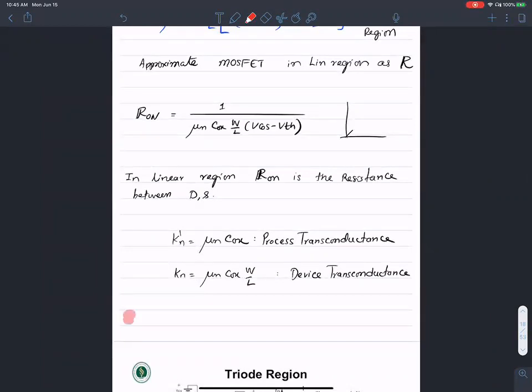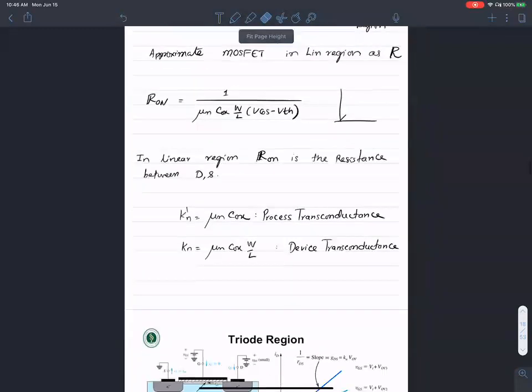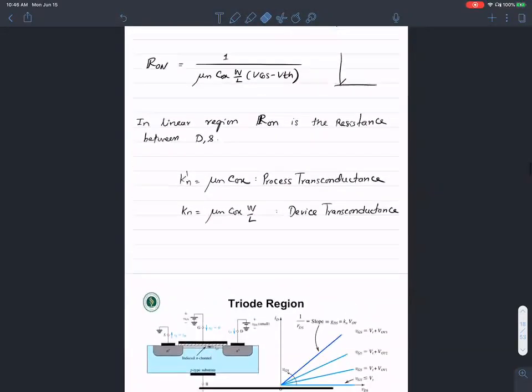So like I mentioned, in the saturation region, you can use the MOSFET as a current source. In the linear region, you can use the MOSFET as a resistor. It's not the best resistor, but you can still use it as a resistor. Okay, so the value of that resistance is dependent on these parameters, mu n, C oxide, W over L, VGS minus VTH. Okay, that's the triode or the resistive region.